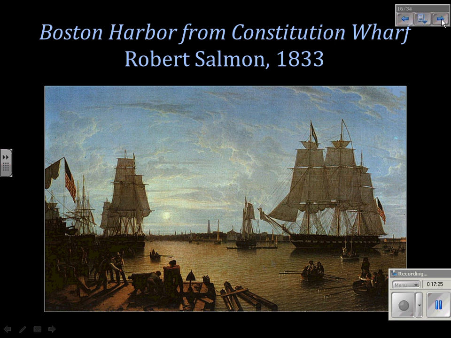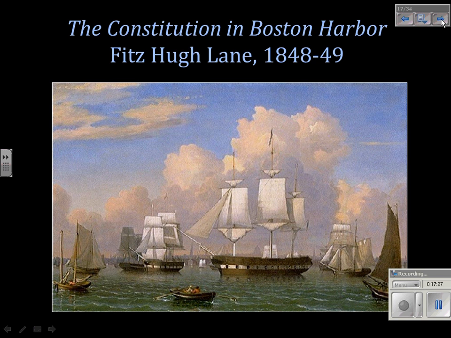Robert Salmon, I don't know a lot about him except that he's a member of the second set of Hudson River School artists. Again, another piece very similar to the last, just to give you an idea of the use of the light, the luminescence.